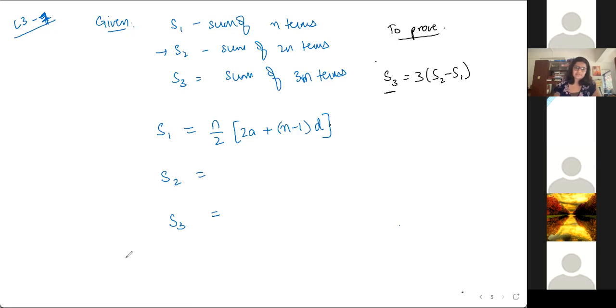So after this, take 3 times (S2 minus S1) equal to 3 into, put the value of S2 minus put the value of S1. And then simplify.